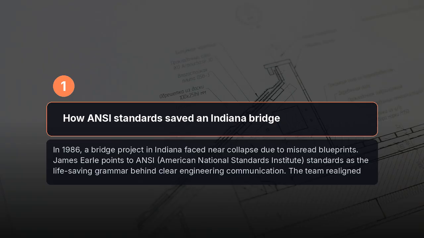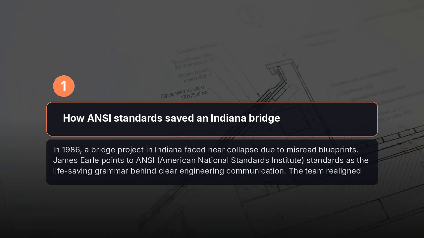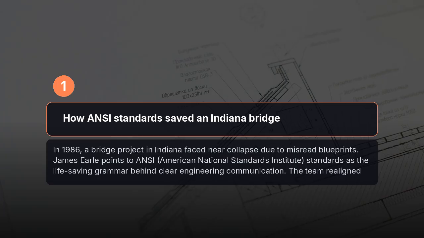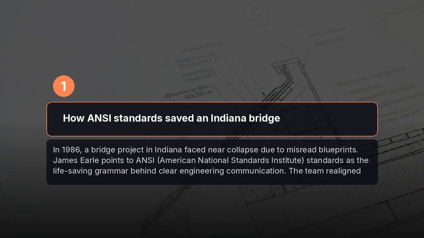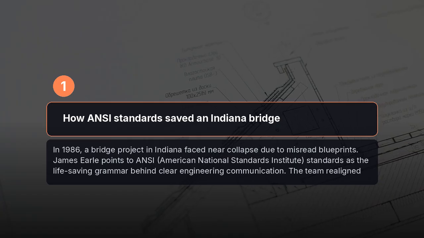In 1986, a bridge project in Indiana faced near collapse due to misread blueprints. James Earle points to ANSI, American National Standards Institute standards, as the life-saving grammar behind clear engineering communication. The team realigned their drawings with these standards, preventing costly errors and unsafe conditions, proof that a shared visual language can be the difference between disaster and success.